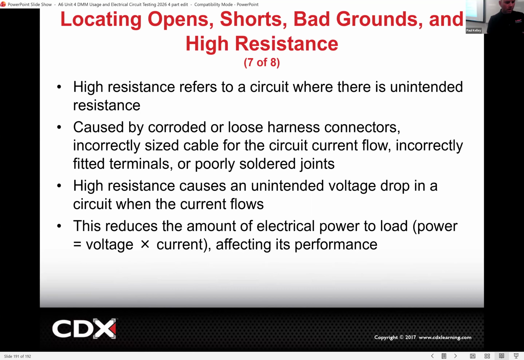Cool. High resistance, you guys remember. Unintended resistance, corroded, maybe incorrectly sized cable. But you know what's kind of common? I yelled at some students the other day, not you guys, other ones.